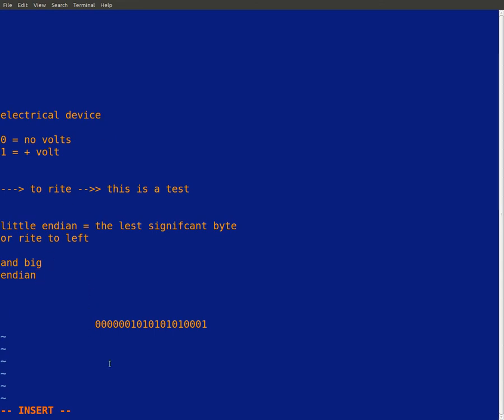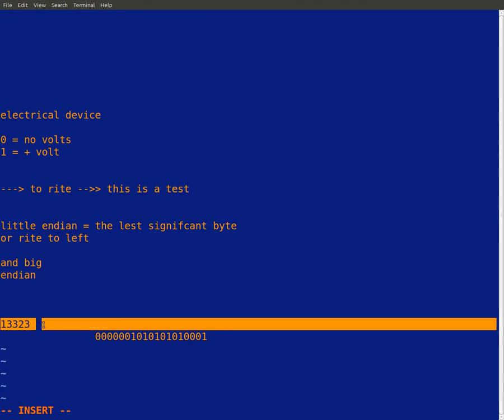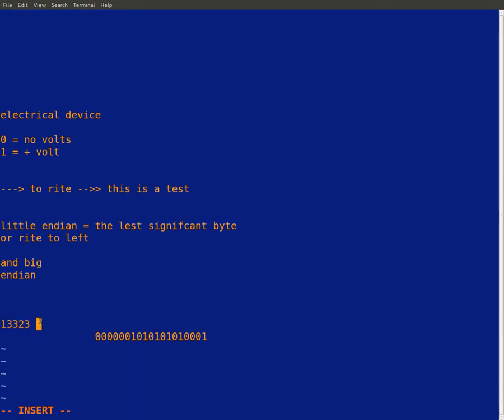And if you want to think about it this way, us as human beings, when we type out numbers, let me say this. The way that we read numbers is 13,323. We read them from left to right, okay? Us humans use big endian, and you would read the number over here, okay?